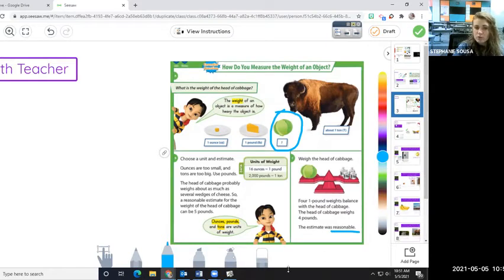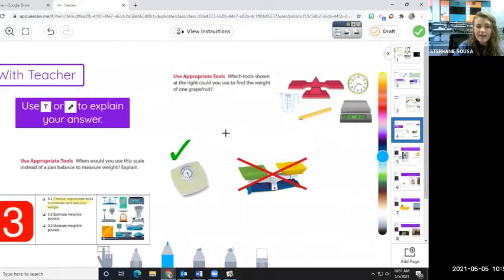Reasonable means it was close. So that's what we're going to do. We're going to make guesses today and see if we can get close. Okay? So let's take a look here. It says on slide 4, use the typing tool or the microphone to explain your answer.